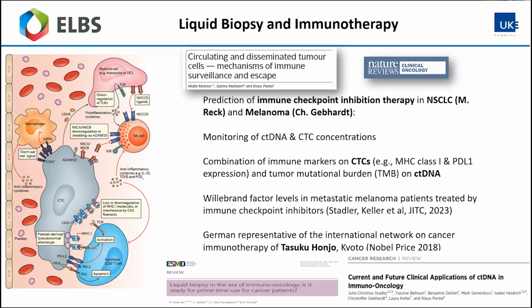For example, we have seen that the coagulation system can affect the immune response. So we measured the von Willebrand factor, for example, in melanoma patients. So it's really an interaction of the tumor and the host that is important to predict the response to immunotherapy.